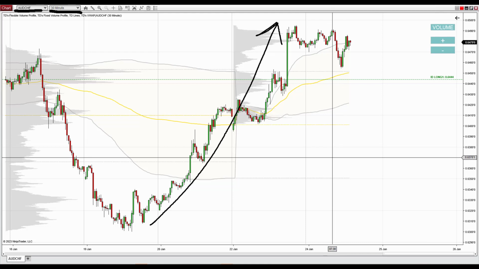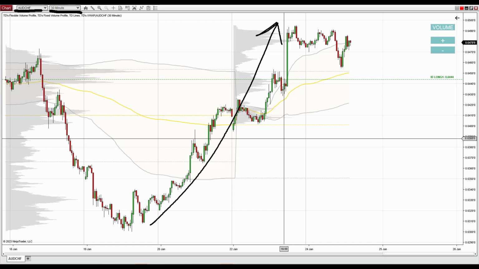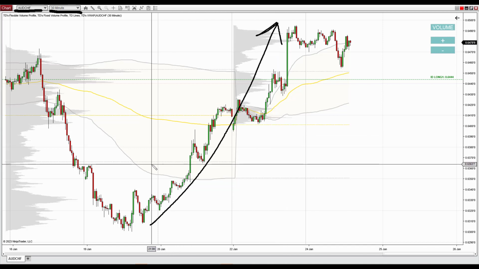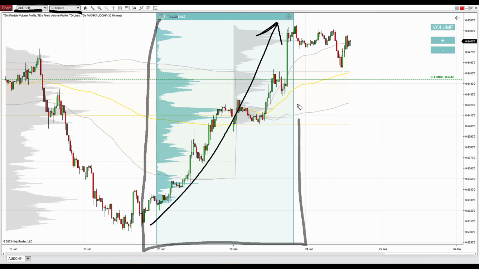And what you want to do is look for significant volume zones within this uptrend. You can do that with a volume profile indicator, ideally with a flexible volume profile indicator, which you can draw over the uptrend area. Now the closest significant volume zone within this uptrend is this one.